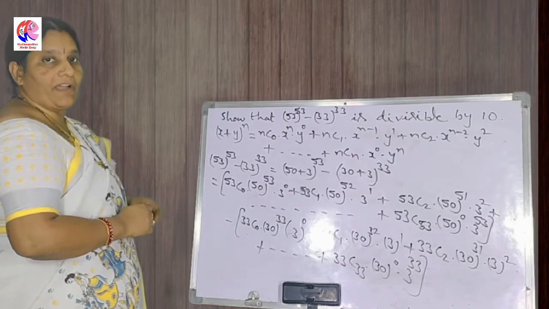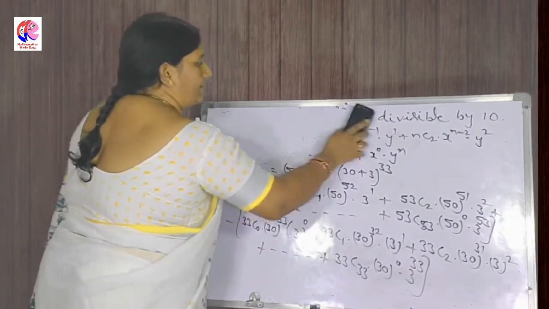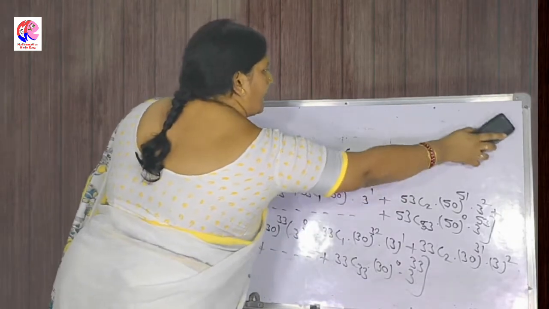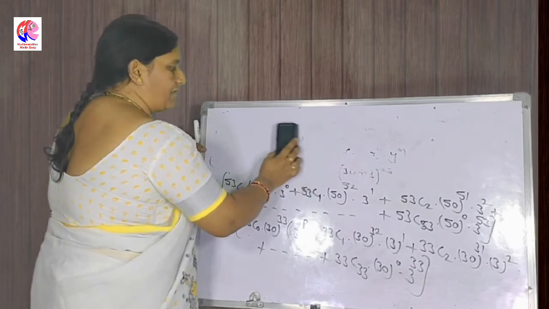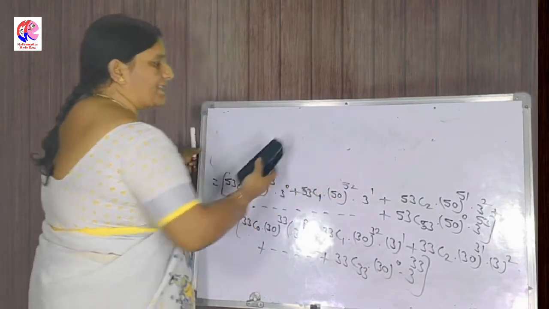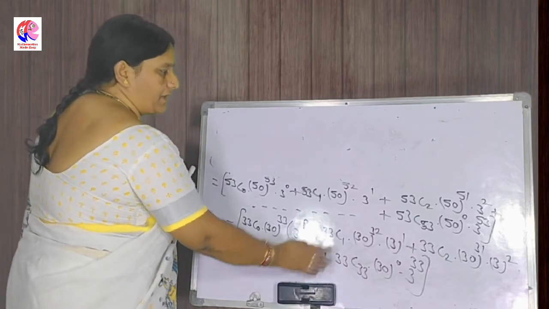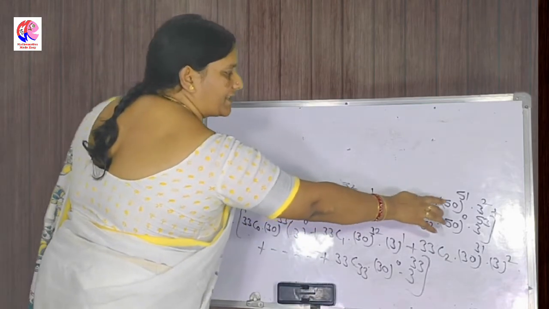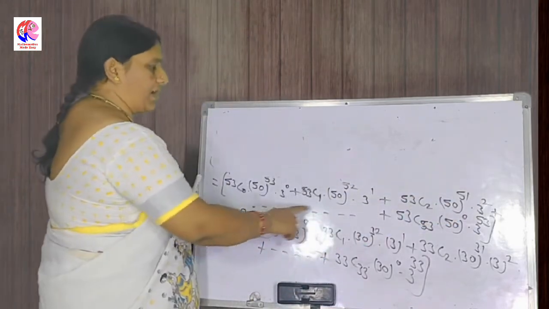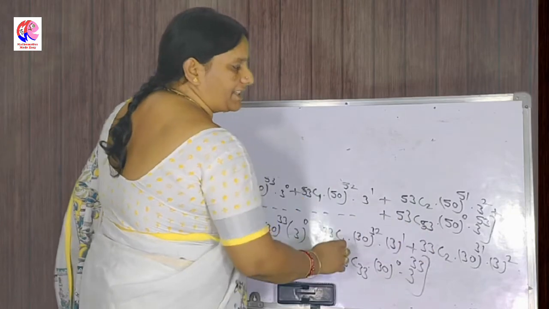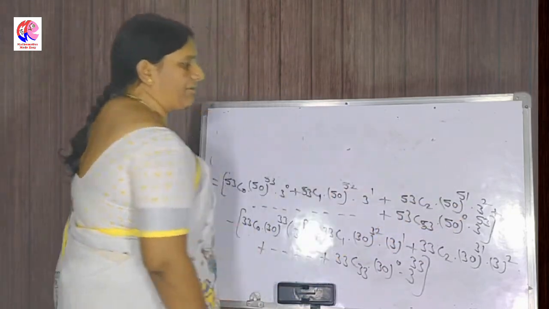Then let us simplify these two binomial expansions separately. We get the first binomial expansion as 53C0 into 50 to the power of 53 plus 53C1 into 50 to the power of 52 into 3 to the power of 1 plus 53C2 into 50 to the power of 51 into 3 square plus so on. Last term is 53C53 into 50 to the power of 0 into 3 to the power of 53.